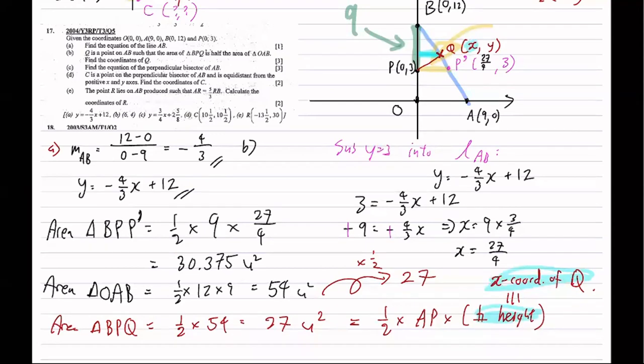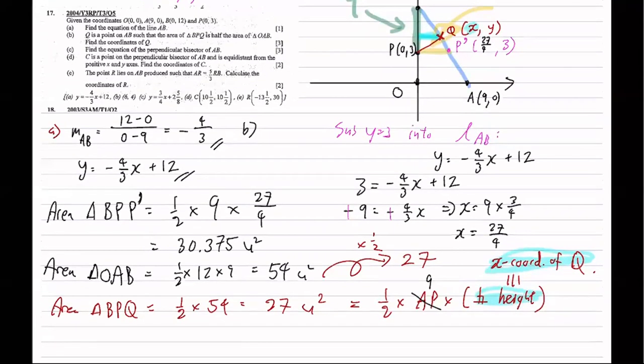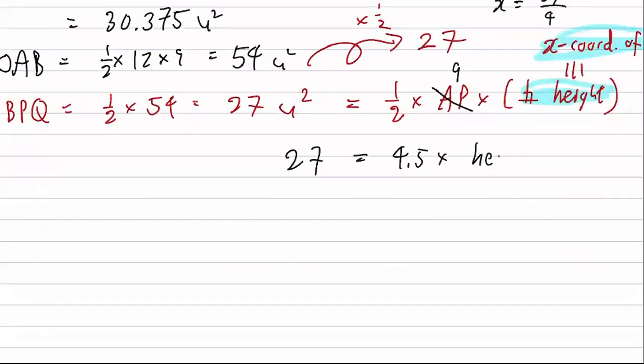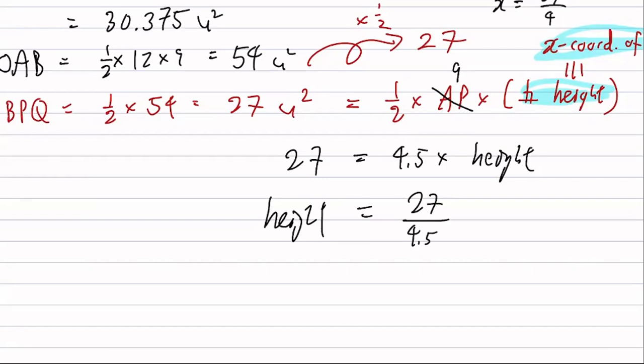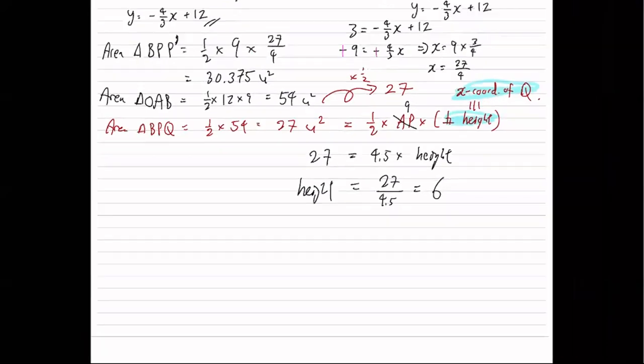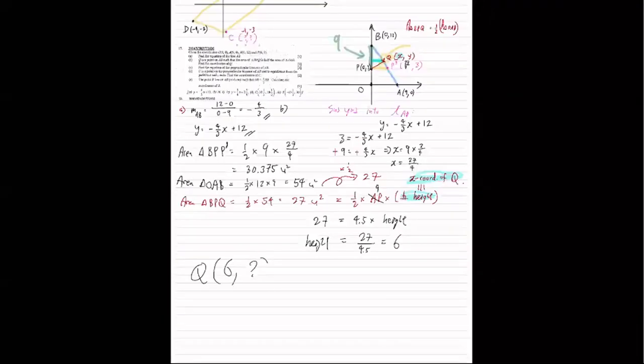But what is AP? It's 9. Yeah, I agree. Okay, then you just replace this with your 9. So that means you get half times 9 times perpendicular height. Then just simplify this down. 27 equals 4.5 times the height. So height is equal to 27 divided by 4.5. You get 6. Good, 6. So that means the x coordinate of Q we have found out already. So Q must be 6, question mark.